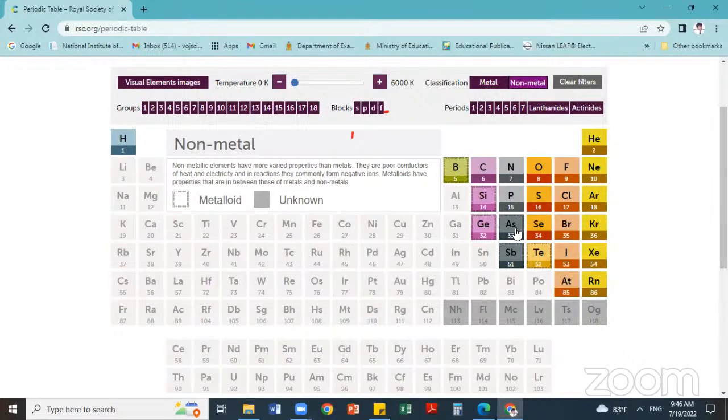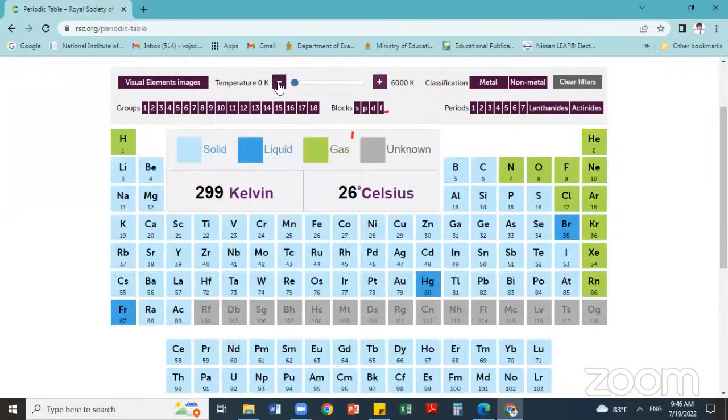If I adjust the temperature to about 25 Celsius, you can see how many gases, the green colored ones, only a few elements are gases, only very few are liquid, and all the others are solid. Please write: most of the elements of the modern periodic table, the long form, are metals, and the majority of the elements are solid.